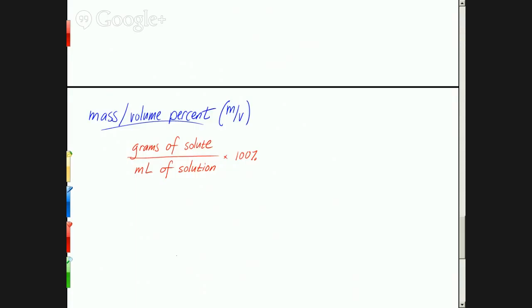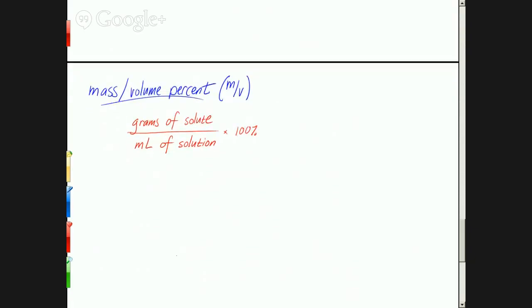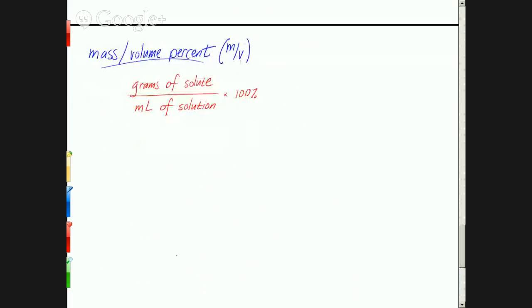So let's look at what that looks like because that's what we've done in lab as well. So what you do when you make the proper way to make a solution in a lab, which we haven't really done yet, is you use something called a volumetric flask.